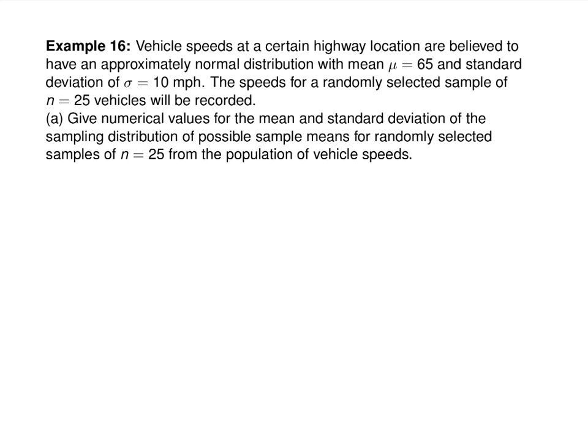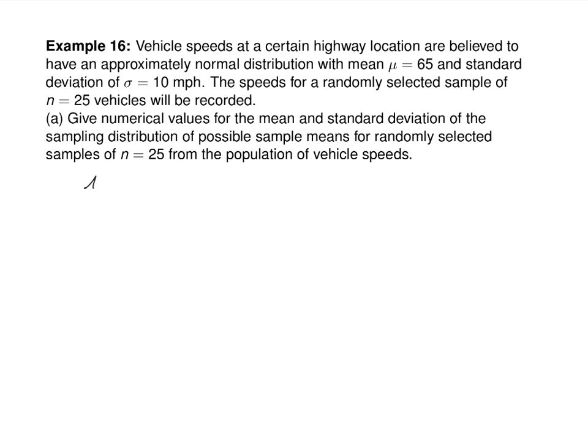So, vehicle speeds at a certain highway location are believed to have an approximately normal distribution with mean mu equals 65 and a standard deviation of 10. The speeds for a randomly selected sample of 25 vehicles are going to be recorded. Give numerical values for the mean and standard deviation of the sampling distribution of possible sample means for randomly selected samples of 25 from this population of vehicle speeds.